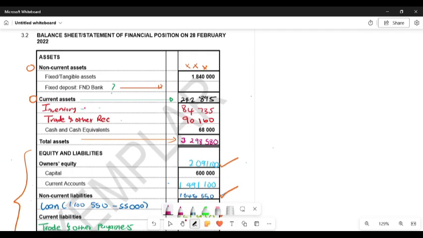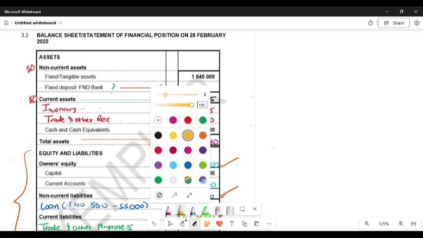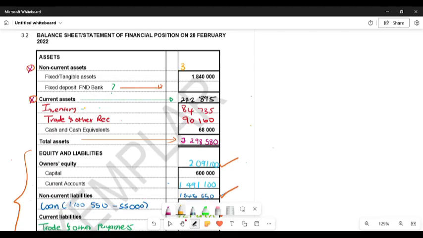And remember, I said your total assets consist of your current assets plus your non-current assets, right? I have my current assets. So if I take 3,298,580 minus 242,895, I'm going to get how much my total non-current assets are, right? And my total non-current assets would be equal to 3,055,685. Right? So 3,055,685. And how would I find my fixed deposit?